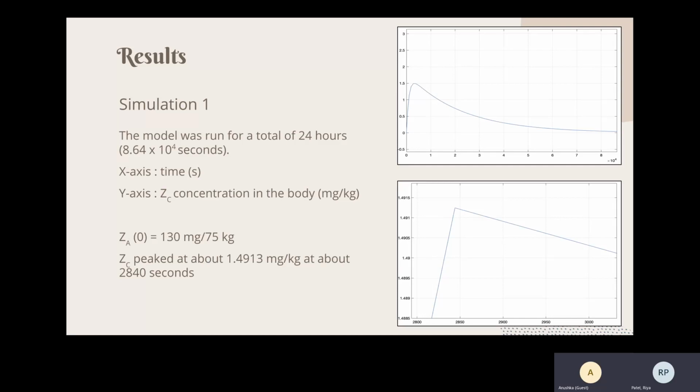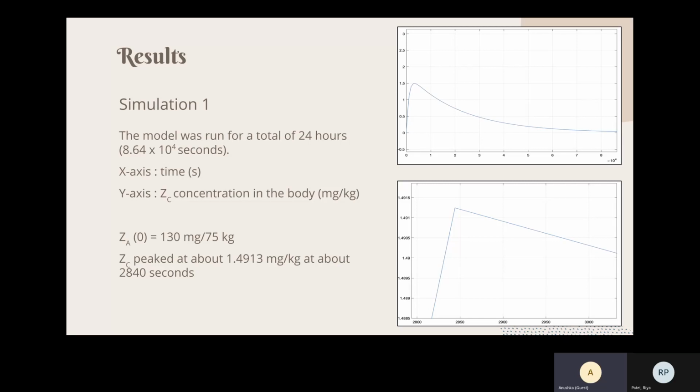For the first simulation, the model was run for a total of 24 hours, or 8.64 times 10 to the 4th seconds. The first graph on the top right shows the overall model over the entire time period, in which you can see it dramatically increasing and then exponentially decreasing over time as predicted by the analytical solution. The x-axis is represented by time in seconds, and the y-axis is the concentration of caffeine in the body in milligrams per kilograms, or Z of C.